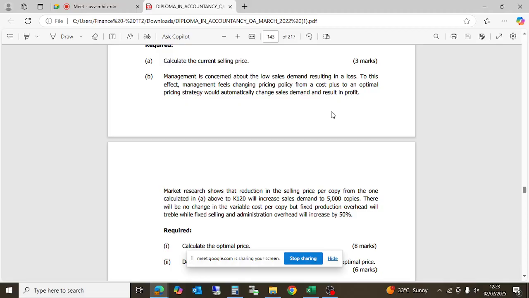Management wants to change its approach, or basically its strategy, from a cost plus pricing approach to an optimal pricing approach. What's an optimal pricing approach, or what's an optimal price? An optimal price is the price that maximizes the business's profitability whilst making sure that the business remains very attractive to customers. It basically balances demand, competition, and also the cost of running that particular business. That's what an optimal price means.